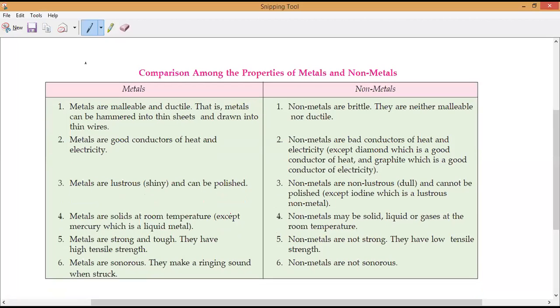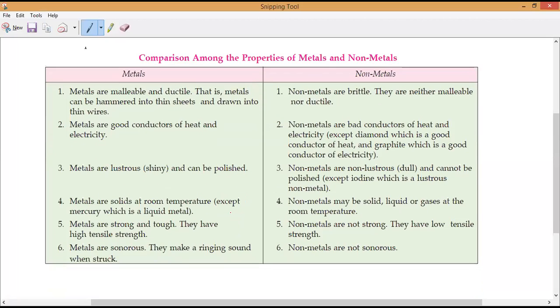Let me consider 10 properties. Write the 10 properties of metals on one side, and the 10 properties of non-metals on the other side. All of you see this tabular column. This is the best tabular column for comparing the properties of metals and non-metals. Read the first point in metals, everyone.